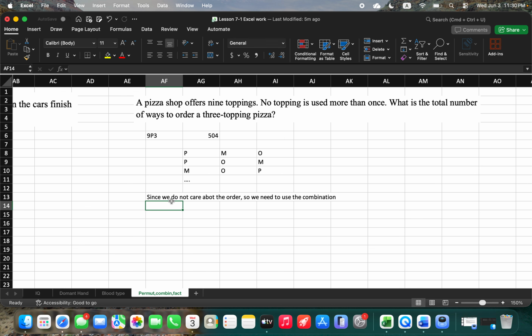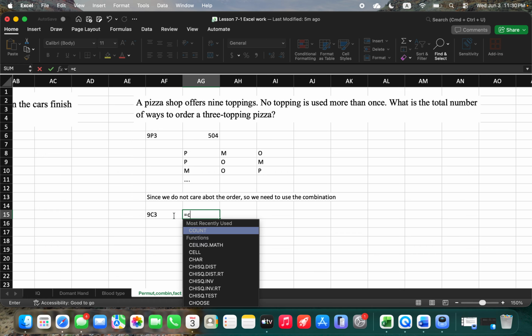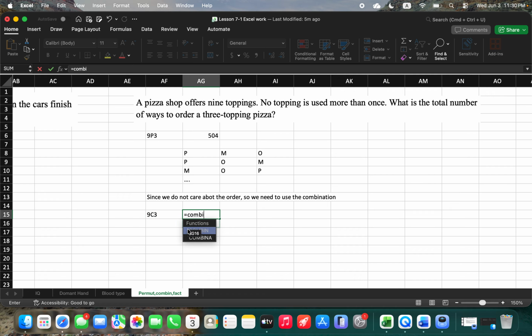So the combination command is combine. Okay, so this time we are writing 9 C 3 instead, and this means equal to combine and choose total 9 comma 3 here. So that should be the answer. So look at this here. When we're using permutation, we got 504 cases. But after using combination, we got 84. It's because with permutation, we have to care about the order. But with combination, we don't have to worry about the order.